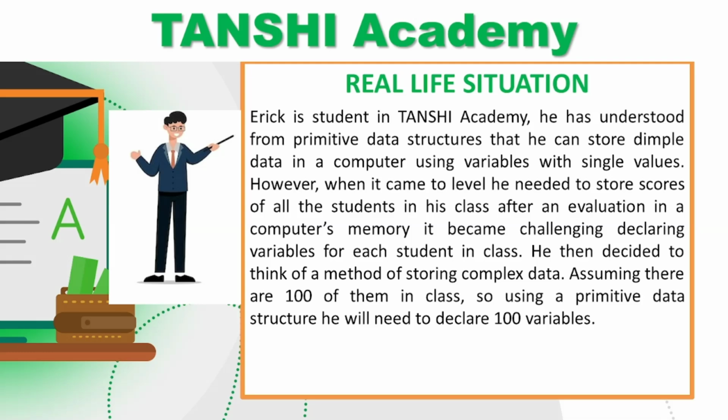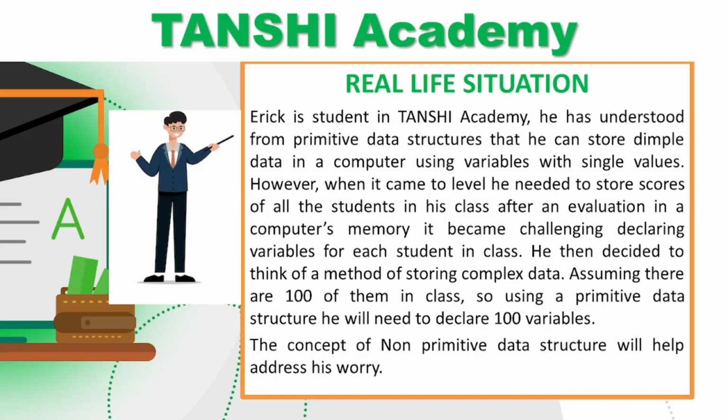So assuming that there are 100 of them in class, using primitive data structure, he will need to declare 100 variables. So this is a situation where a student wants to keep scores of students in an evaluation, and declaring for 5 can be very easy, but when it comes to a number of students already above 100, you can imagine how complex it will be to declare 100 variables. And the concept of non-primitive data structure will help address his worry. So this real life situation simply tells us that we need a data structure that can hold large volumes of data in real time.